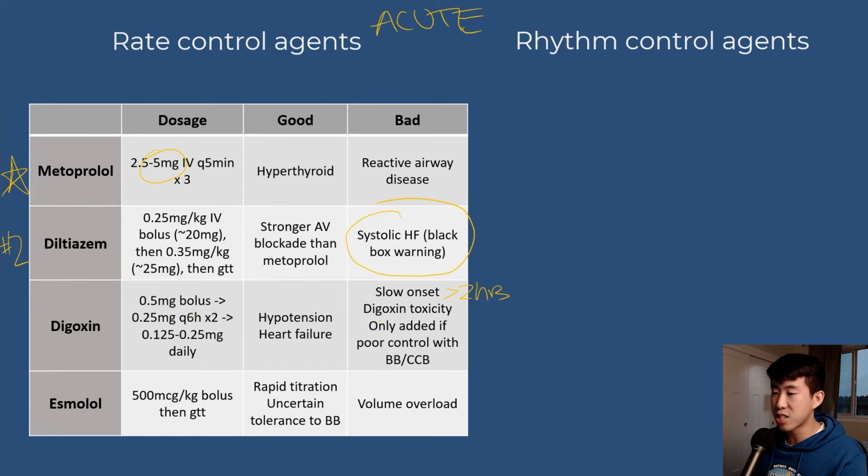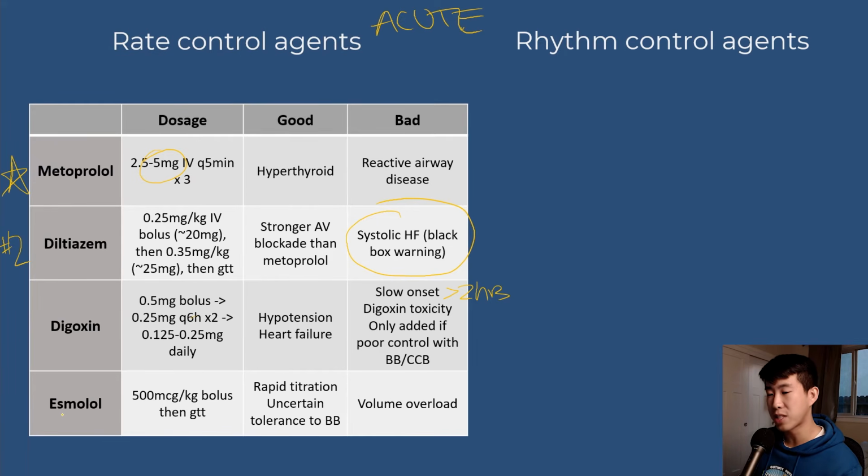And usually this is really only added if you have poor control with a beta blocker or calcium channel blocker, and you need an additional agent to control the rate, then you might reach for digoxin. But this is definitely a good option if your patient is hypotensive and you're hoping that the digoxin will help a little bit with their blood pressure.